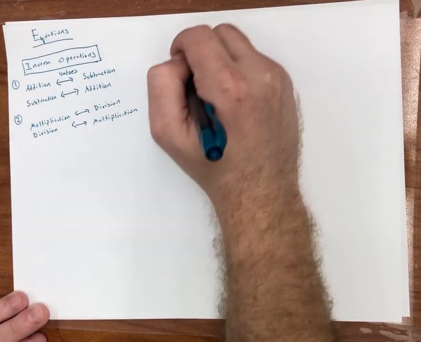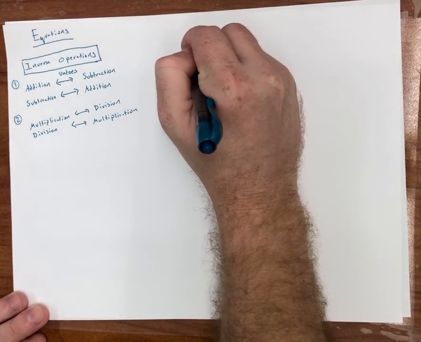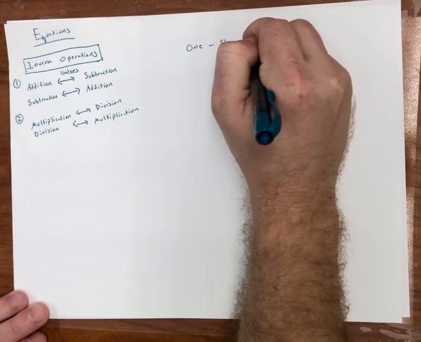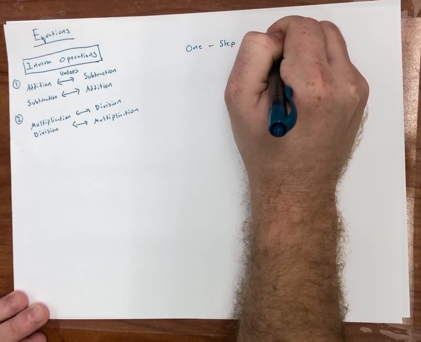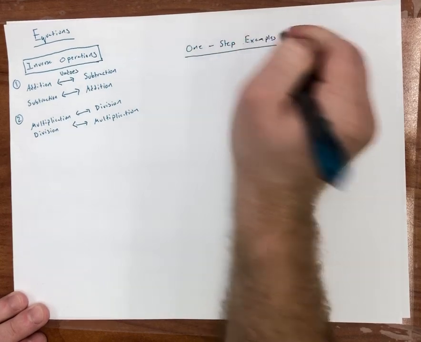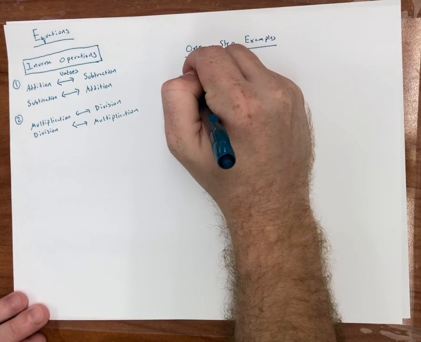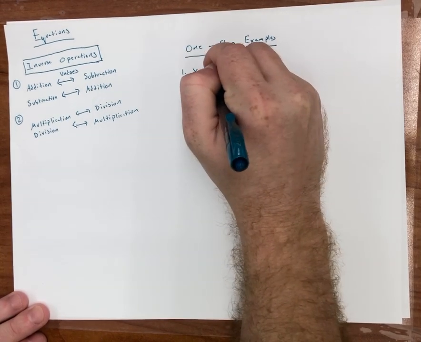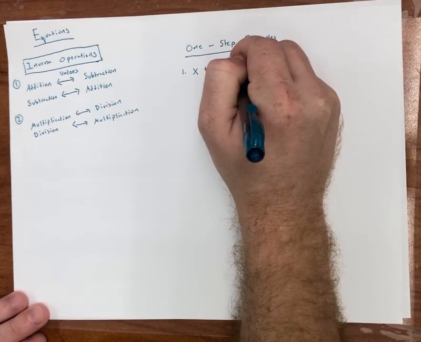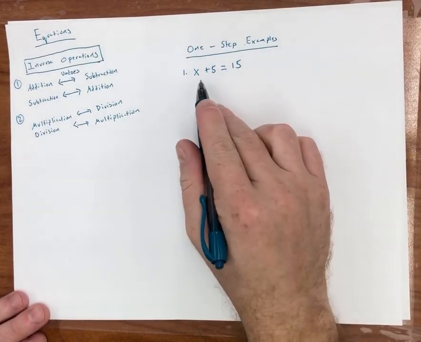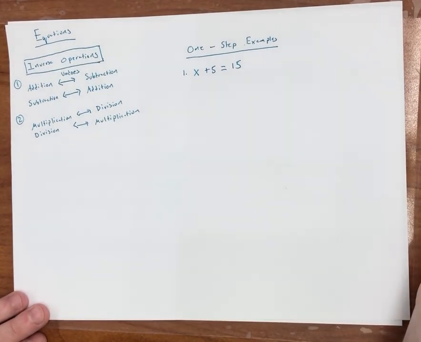So let's go ahead and start with some one-step examples. What this means is that this is just one-step operations, so there's nothing more than just this. Okay? So let's start with our first one. We have x plus 5 equals 15.